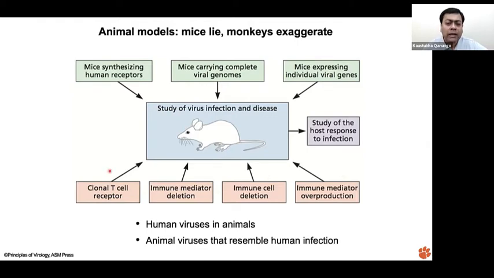On the other hand, you can put in a clonal T cell receptor, or do immune mediator deletion. You can just take out one of the pathways which triggers the immune system. For example, we have heard about these TLR 3, 5, 8, 9. All of these detect. You can just take the TLR out and then infect with the virus and see what happens. You can delete the immune cell. This is very commonly done with laboratory mice.